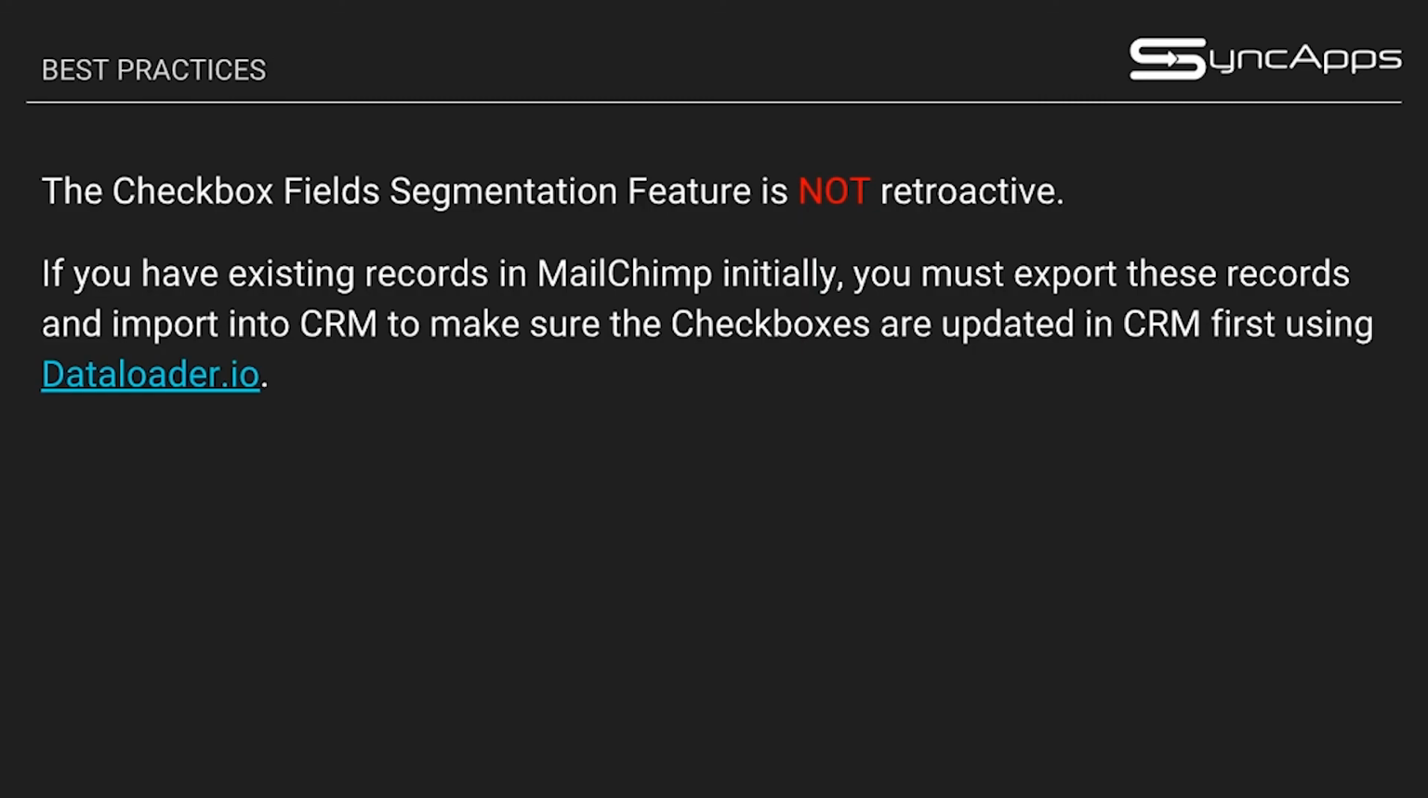Best practice for this feature is that checkbox fields segmentation is not retroactive. Retroactive means that if you have your initial records existing in Mailchimp, you must export these records first and import them into CRM to make sure that the checkboxes are updated in CRM. Once you have initially done that, SyncApps will automatically create or integrate your Salesforce contacts into your Mailchimp groups.